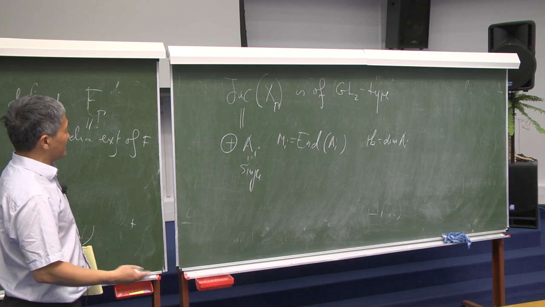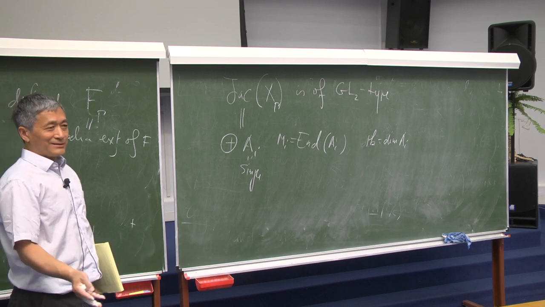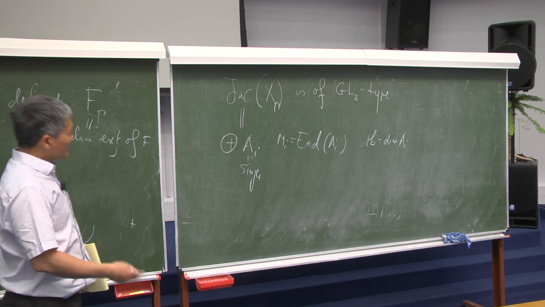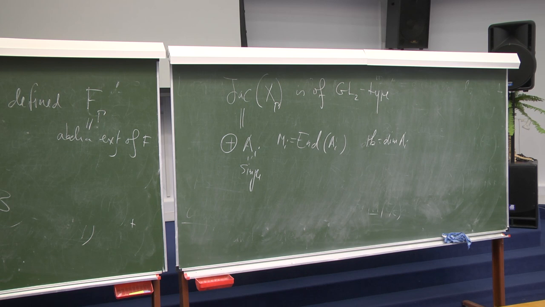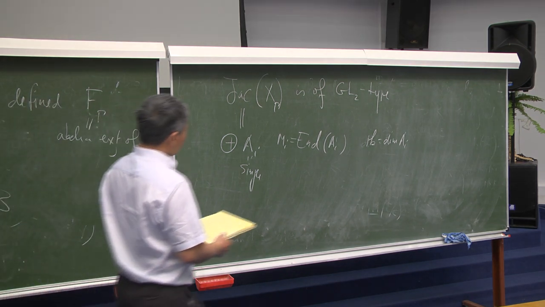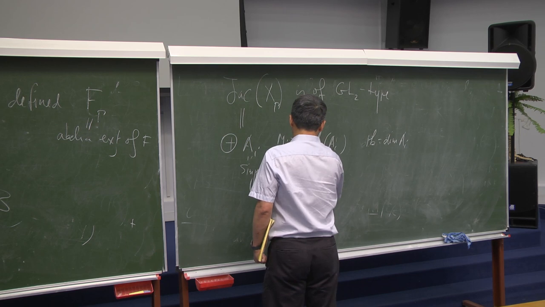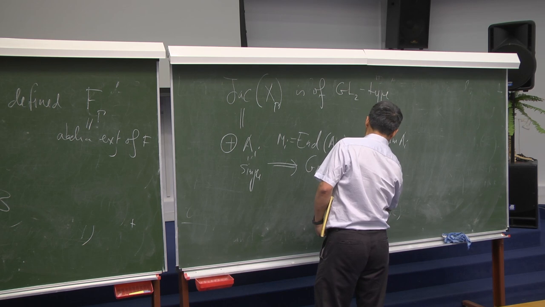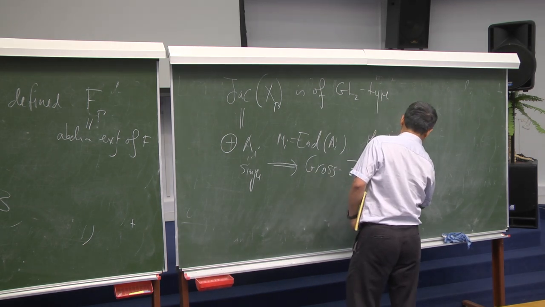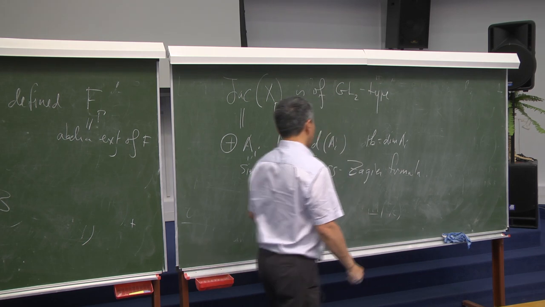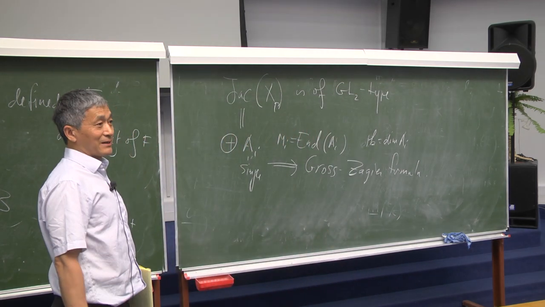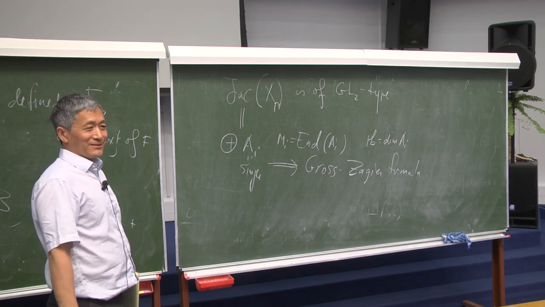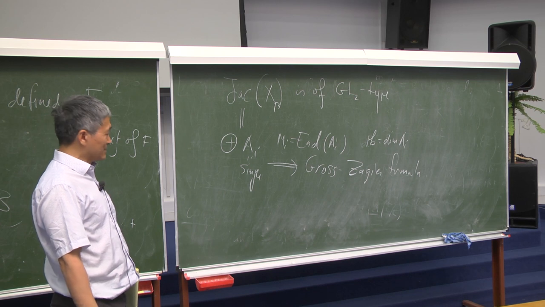Conjecturally, it's not completely proved, every GL2 type abelian variety will be quotiented by Shimura varieties. So you get a vast generalization of the elliptic curve. At the end of the day, you get the Gross Zagier formula. I believe this formula is the most general formula you can get without assuming anything, like the Friday lecture I'm doing, which depends on standard conjectures.